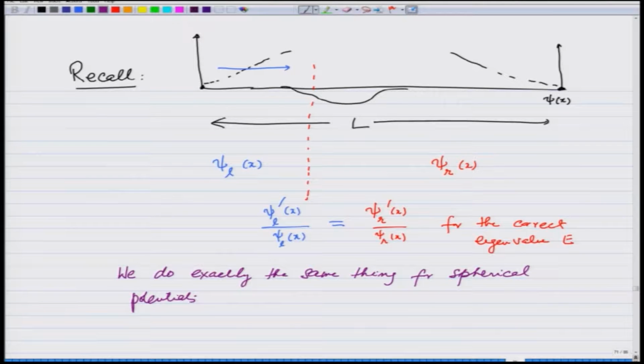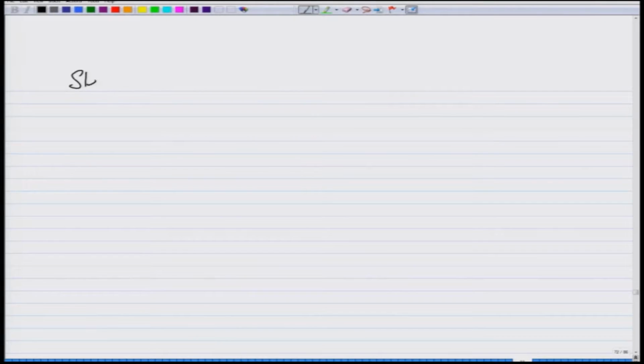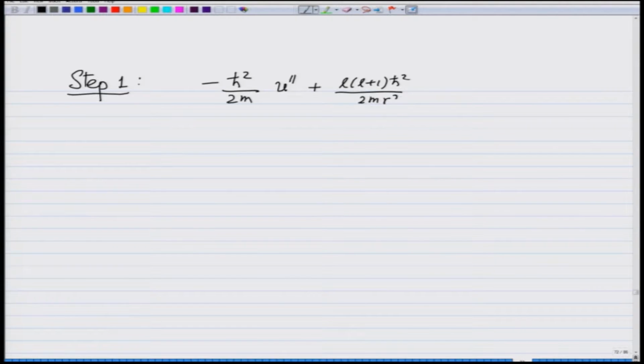So, let me take you through the numerical solution procedure step by step. So, step 1, I am solving the equation minus h cross square over 2 m u double prime plus L times L plus 1 h cross square over 2 m r square u plus V r u equals E u.